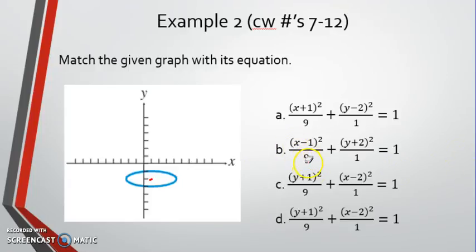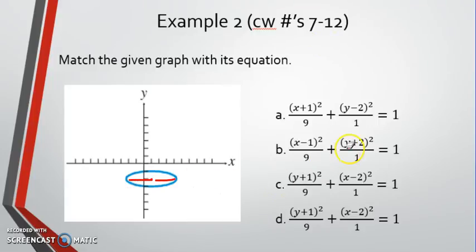Since my bigger value, the value for a is going to be a 3 in this case, because a squared is 9. So that's telling me to go 3 in the x direction. So looking at my graph, it does appear to be going 3 to the right and 3 to the left for figuring out the stretch of the shape.